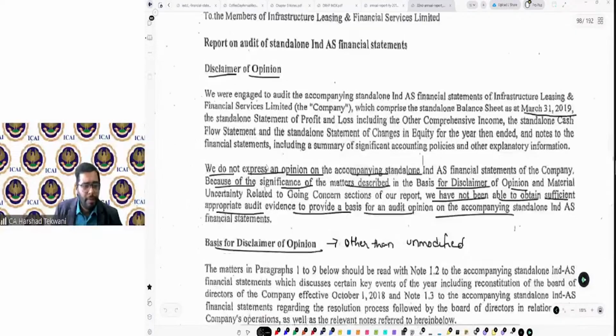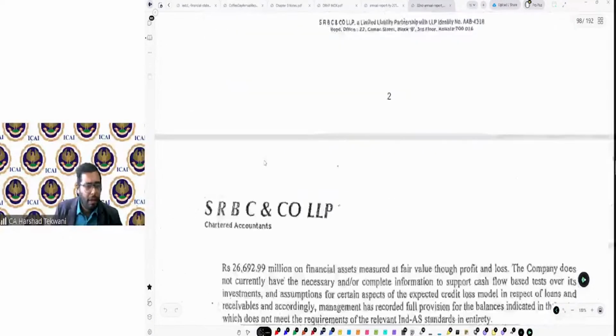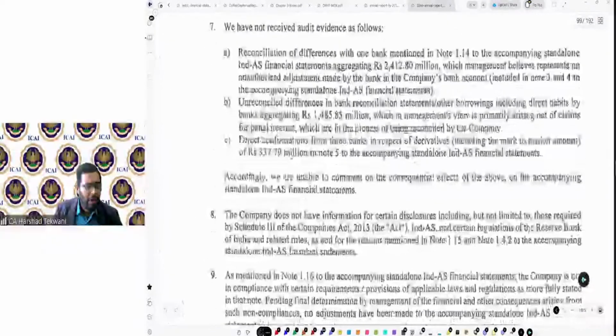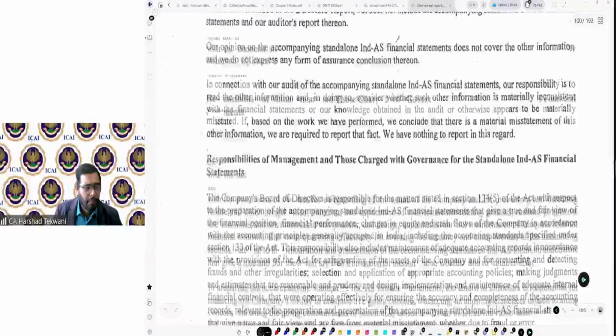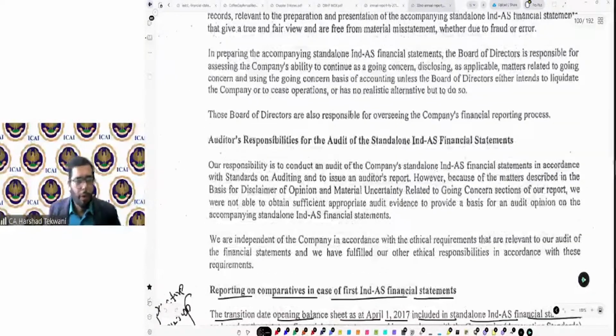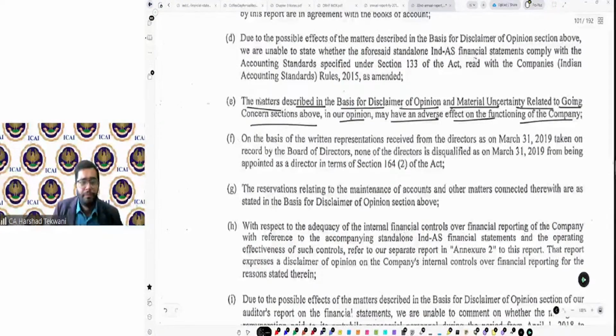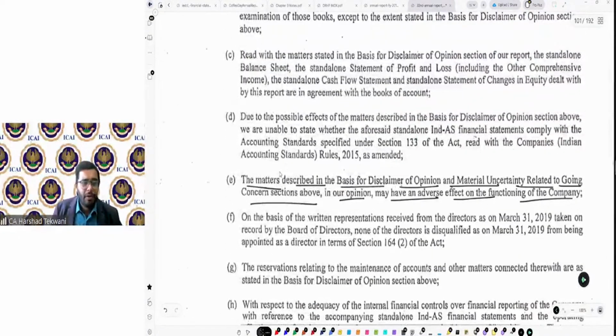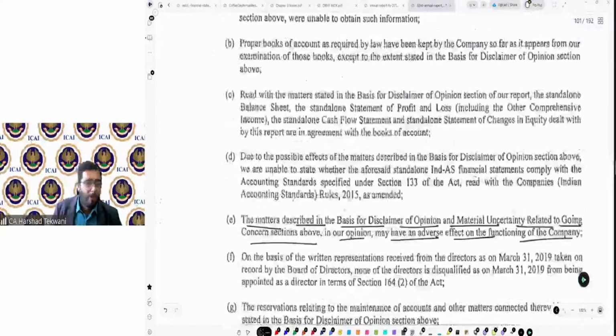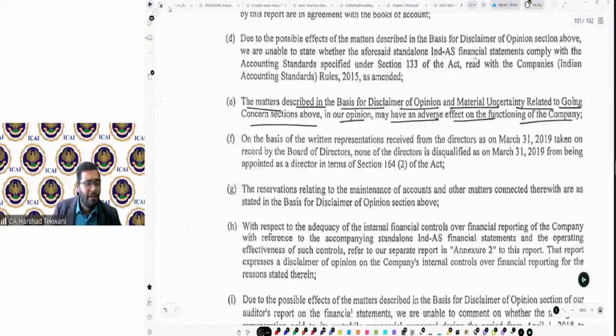Yeah, this was the disclaimer of opinion. And if you see again in other legal and regulatory reporting requirements, the matters described in the basis for the disclaimer of opinion and material uncertainty relating to the going concern sections above, in our opinion, may have an adverse effect on the functioning of the company. So they are writing that it will have an adverse effect on the functioning of the company. So this is how they are writing when there are certain transactions.